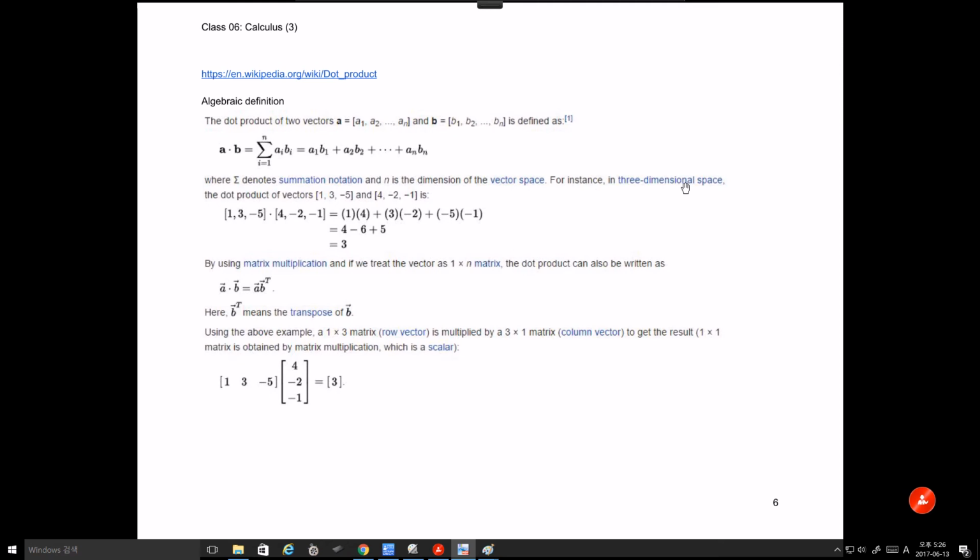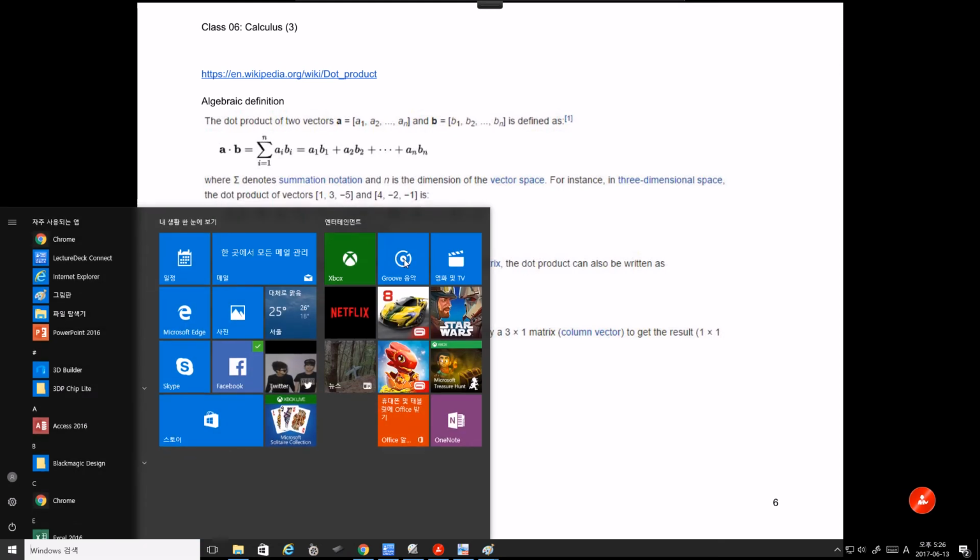For example, in three-dimensional space, the dot product of (1, 3, minus 5) and (4, minus 2, minus 1) is 1 times 4, plus 3 times minus 2, plus minus 5 times minus 1, which is 4 minus 6 plus 5, which is 3. Actually, let me show you the example in Excel.